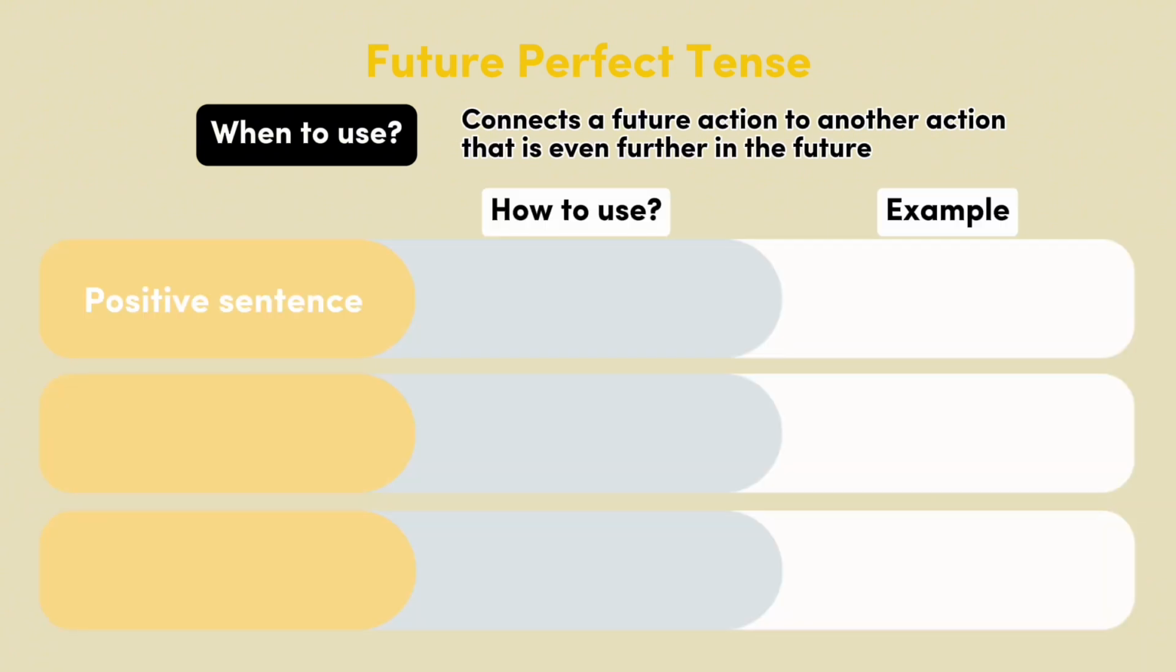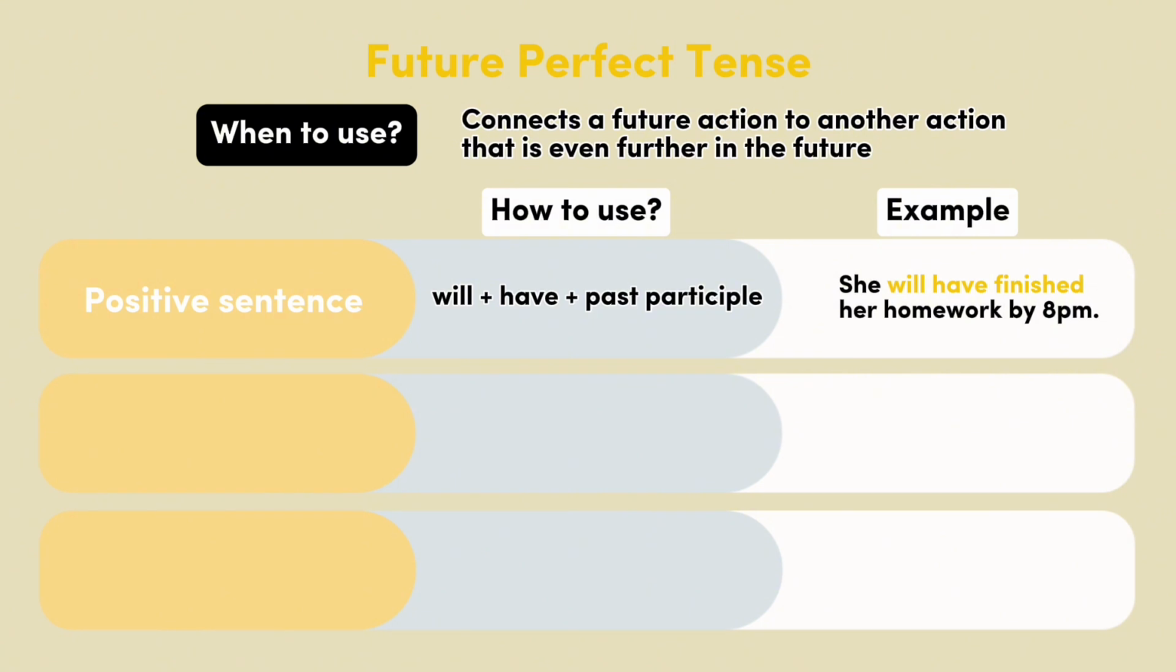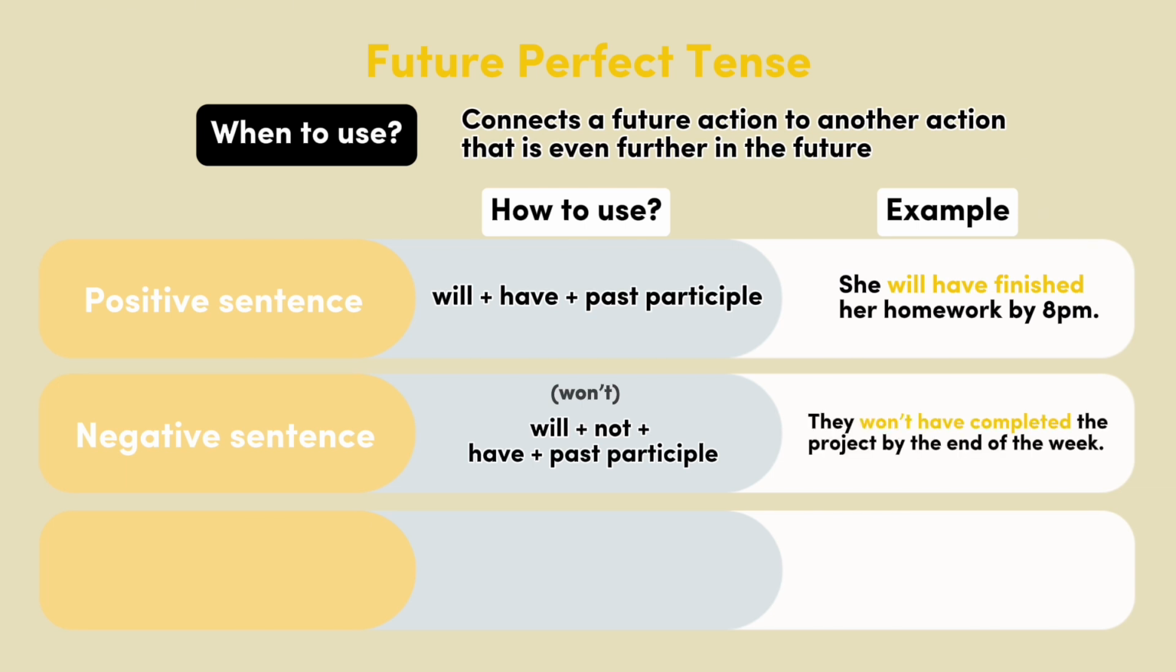Positive sentence: the perfect future always includes will plus have and the past participle of your main verb. She will have finished her homework by 8 p.m. Negative sentence: will not plus have plus past participle. They won't have completed the project by the end of the week.